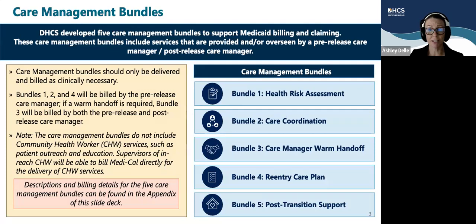As mentioned previously, all pre-release services are billed fee-for-service through CAMAS. This includes care management. To help correctional facilities and in-reach providers more easily bill for care management, DHCS developed 5 care management bundles. As you can see, the bundles are listed on the right-hand side of the slide here in that blue box. You have Bundle 1, Health Risk Assessment, Bundle 2, Care Coordination, Bundle 3, Care Manager Warm Handoff, Bundle 4, Re-Entry Care Plan, and Bundle 5, Post-Transition Support.